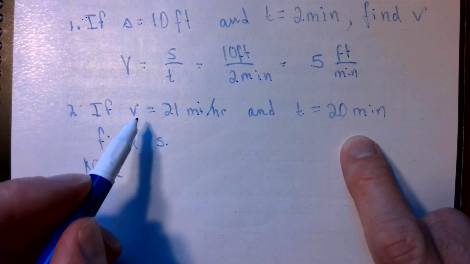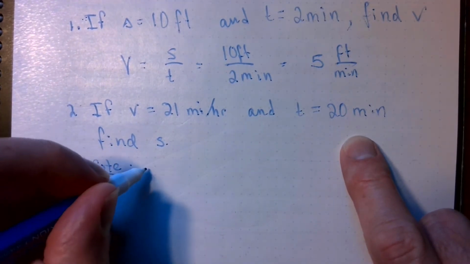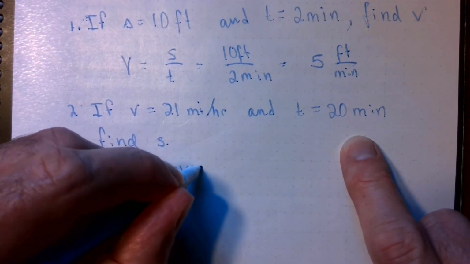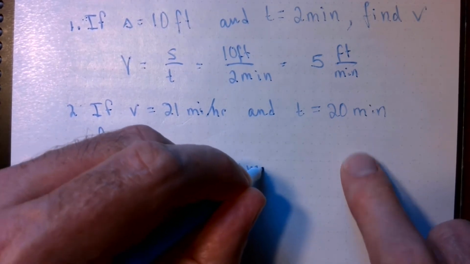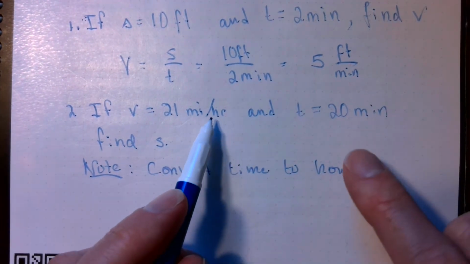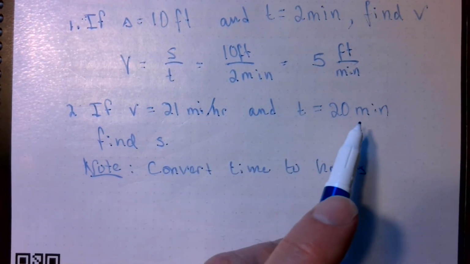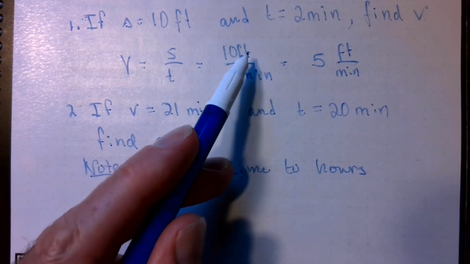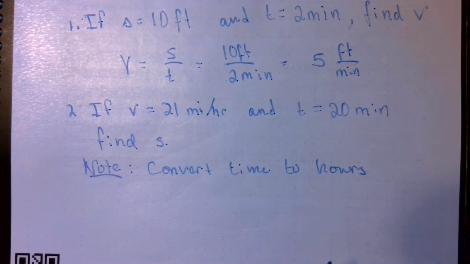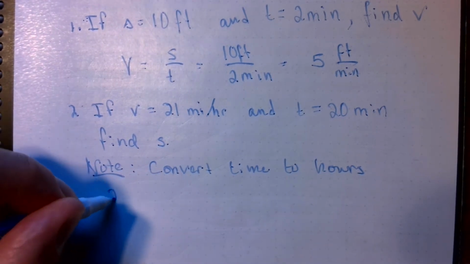So since velocity is in miles per hour, we should convert the time to hours. Okay, so in other words, these two units need to be compatible. If you're talking about miles per hour, you should have time in hours. If you're talking about feet per minute, then you should have time in minutes. Okay, so 20 minutes.